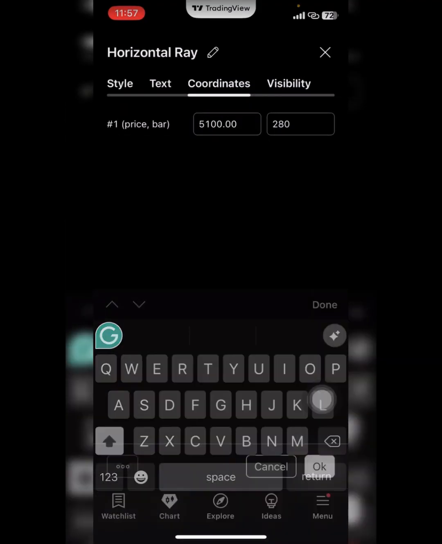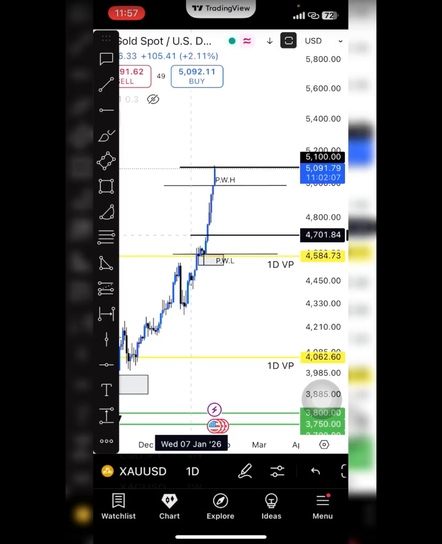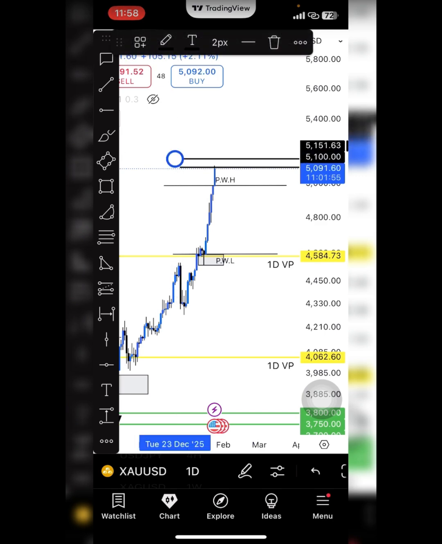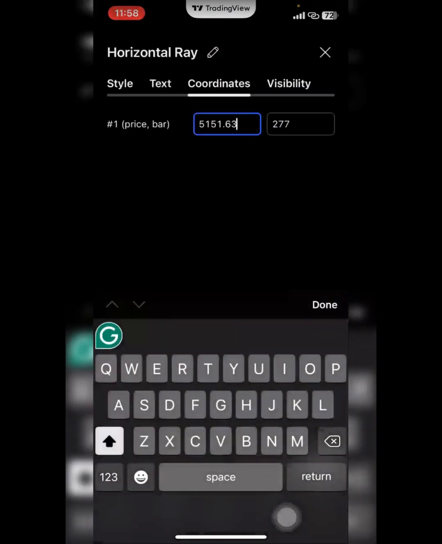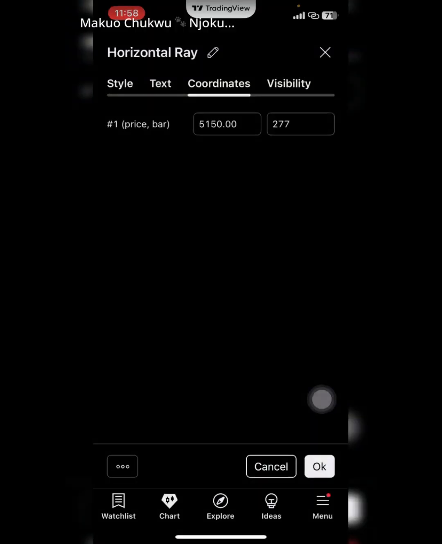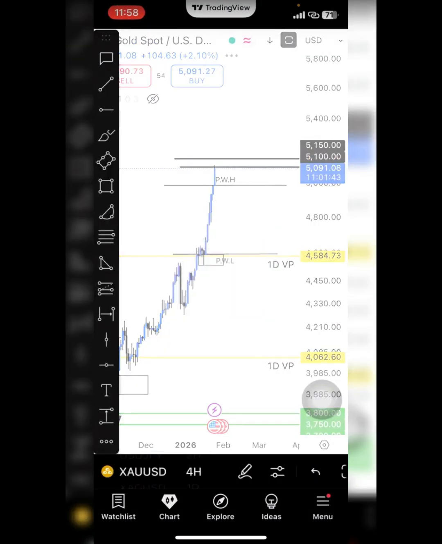Done. Then the next is 5,150. Just quarter points, $50 for 5,150. So come over here. We then adjust this. Terrific. So what I'm looking out for on gold is, like I say, continuation pattern.